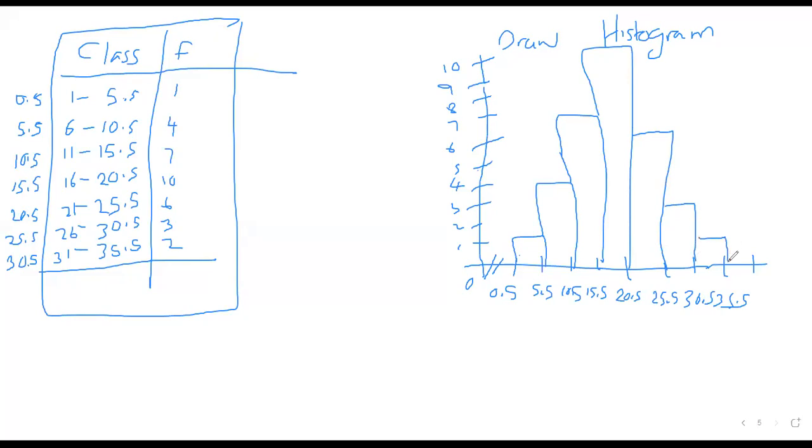So here you put frequency, and here you put the class. This is very important to know. All right. Any questions before I proceed on how to draw the histogram? Any questions?